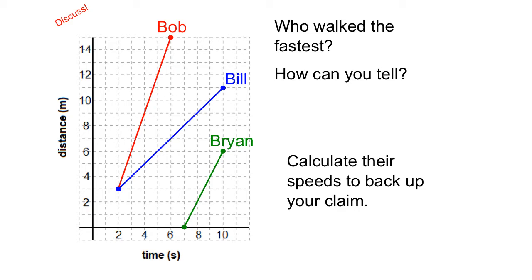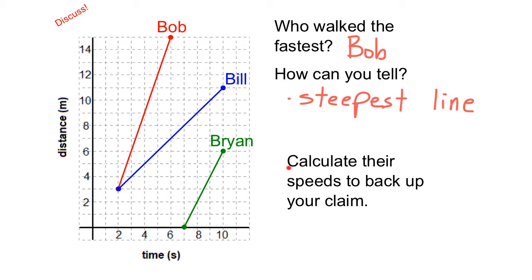Fastest means you go a greater distance in a shorter amount of time. So the fastest person would correspond to the steepest line. If you look carefully at the graph, you'll find that Bob has the steepest line on the graph. So that's how we can get our answer. Bob walked the fastest. We know this because he had the steepest line on the graph.